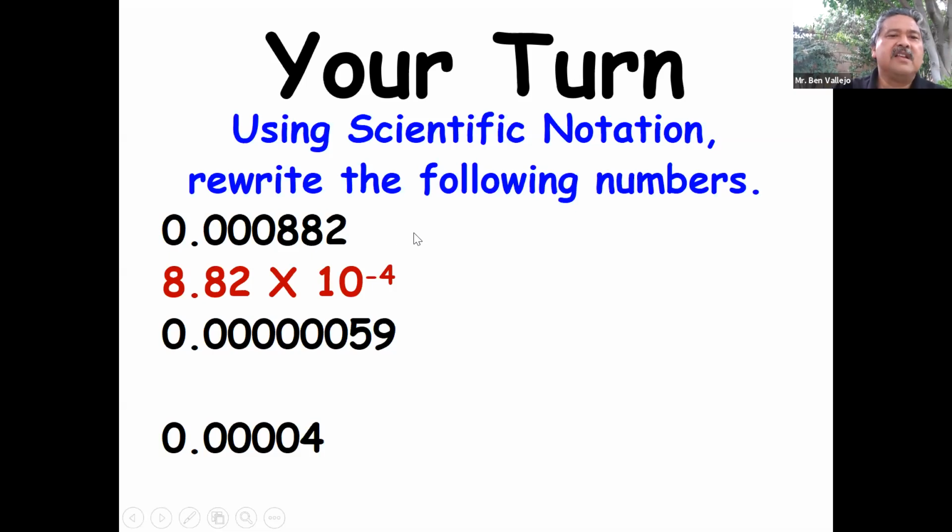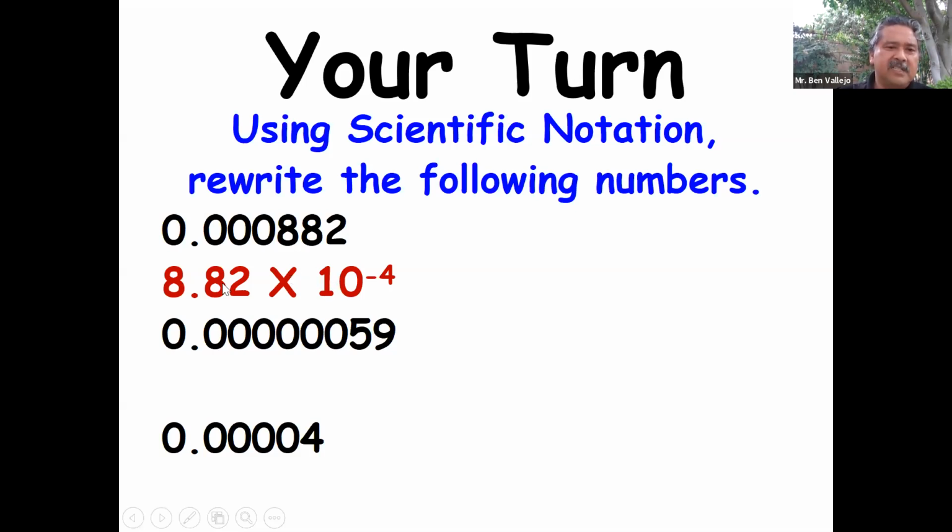the answers. This right here, I had to move it over 4 times to get a number between 1 and 10. That number is 8.82. And so it's 8.82 times 10 to the power of how many times you moved it over. I moved it over 4 times to the right: 1, 2, 3, 4. And that's how we got 8.82 times 10 to the 4th. Remember, this x is going to be the same for all these. This 10 is going to be the same.